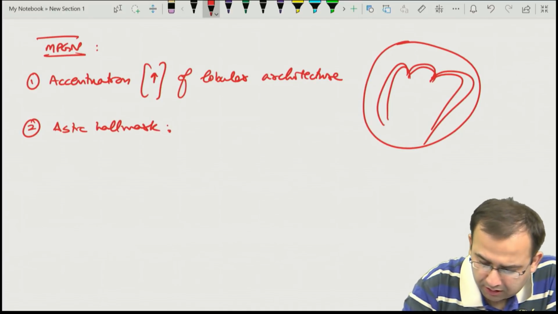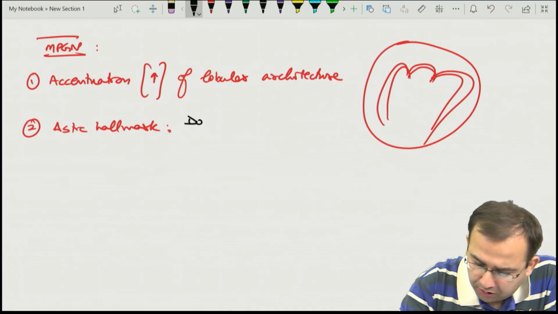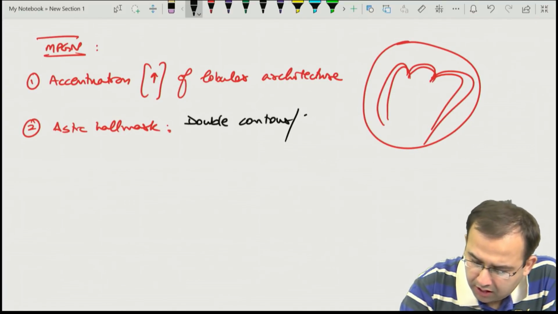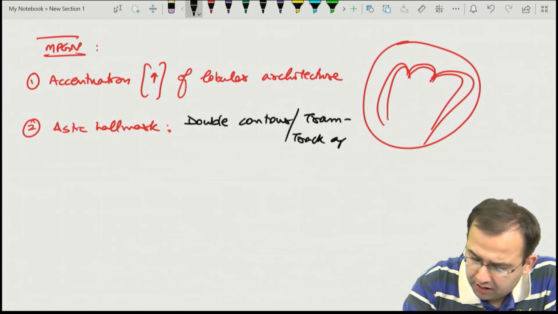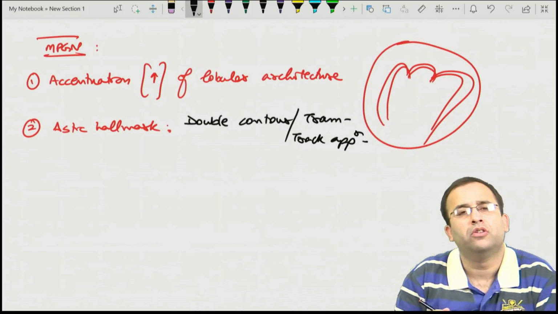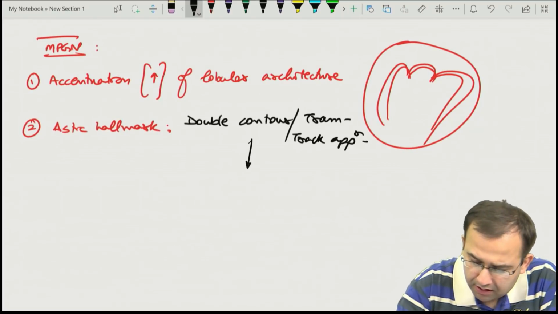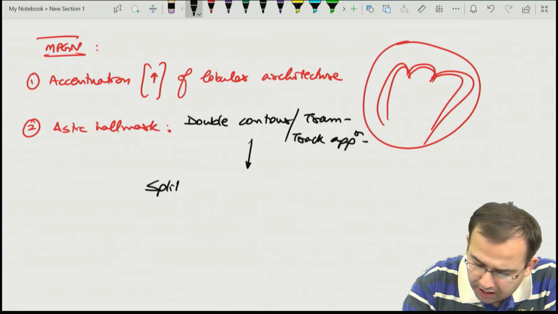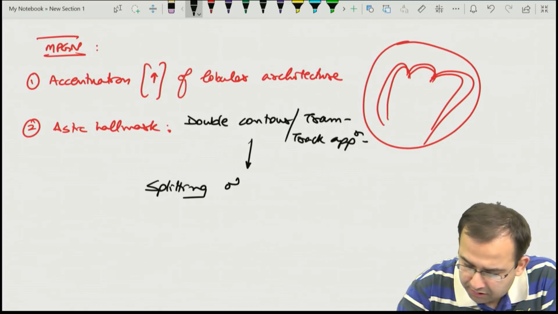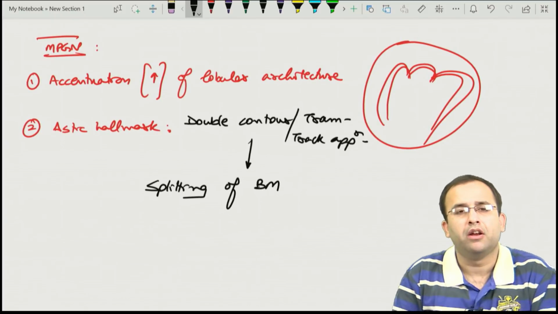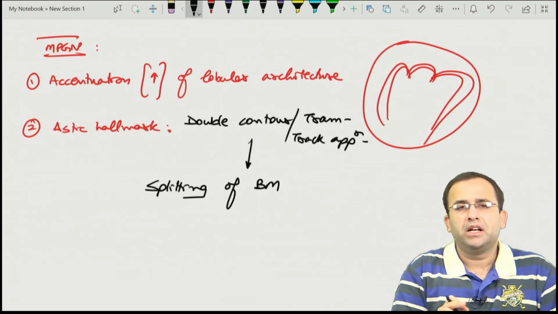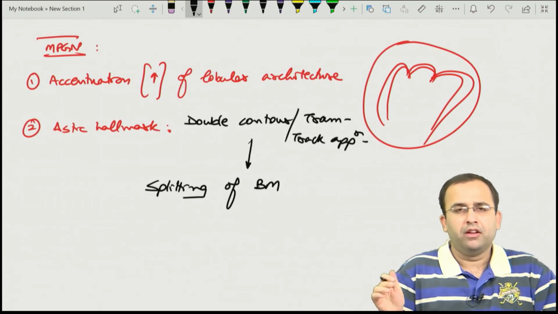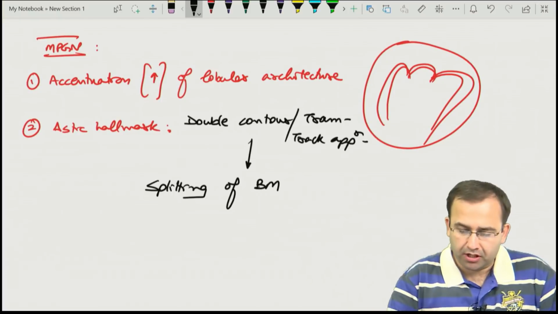Diagnostic hallmark is double contour or the tram track appearance. Tram track is the railway track. Double contour or the tram track appearance arising because of splitting of basement membrane. Please note, splitting of lamina densa, Alport syndrome. Splitting of basement membrane, MPGN.